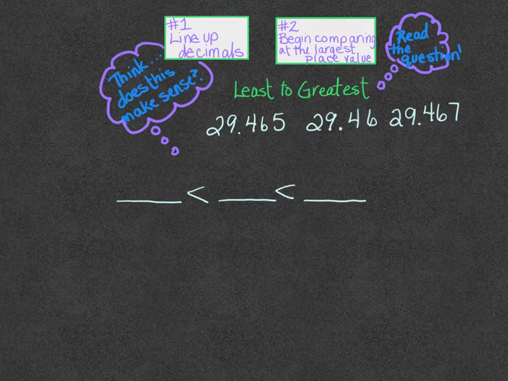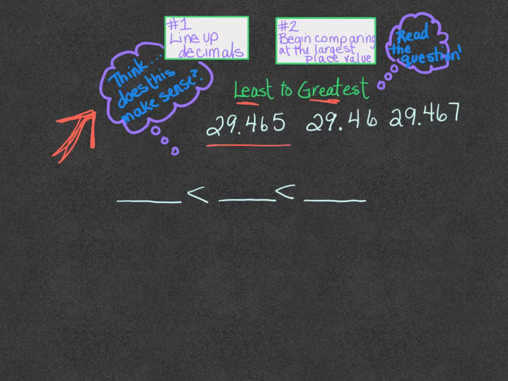One of the things that I really suggest is that, first of all, you read through the question. Does it say least to greatest or greatest to least? And as you're doing it, does this make sense? Okay? Does it make sense? Critical thinking all the way through. So let's do our first number here. We're going to write it down and line it up.